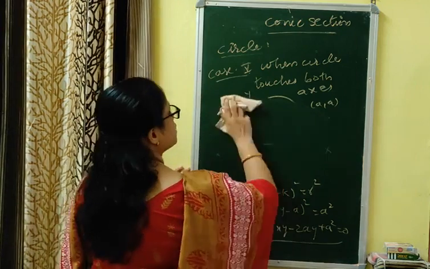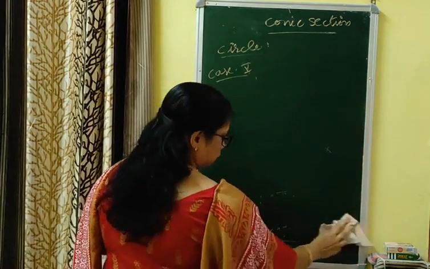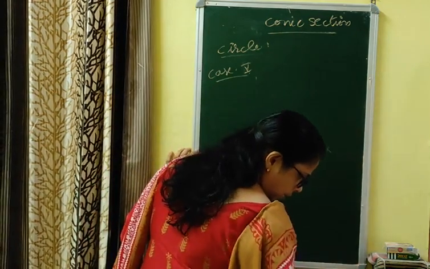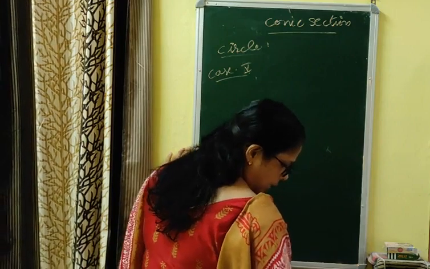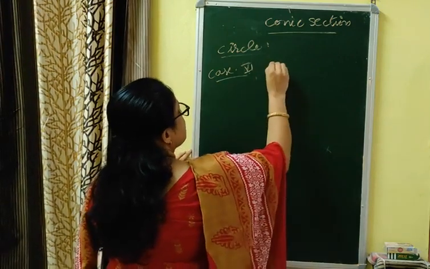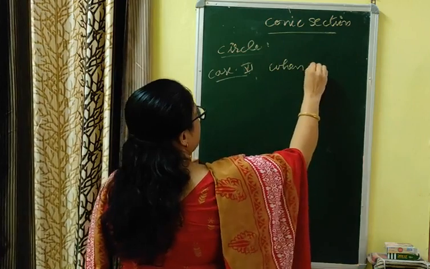The next case is case 6, when the circle passes through the origin and the center lies on the x-axis.